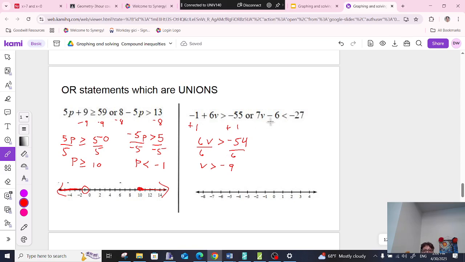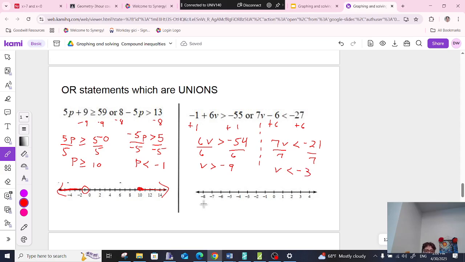Over here, I'm going to do the other problem. Add 6, add 6. 7v is less than -21. Divide by 7, divide by 7. v is less than -3.